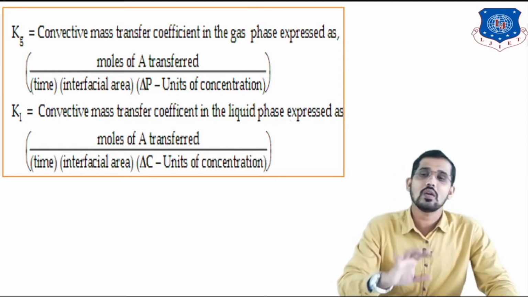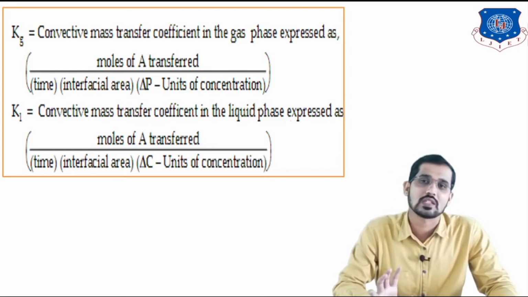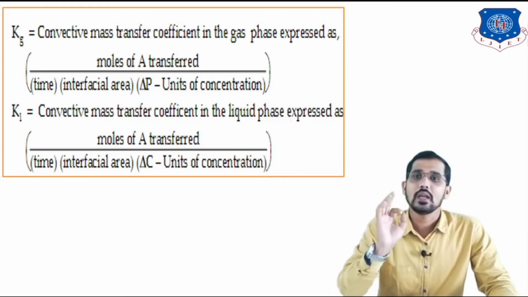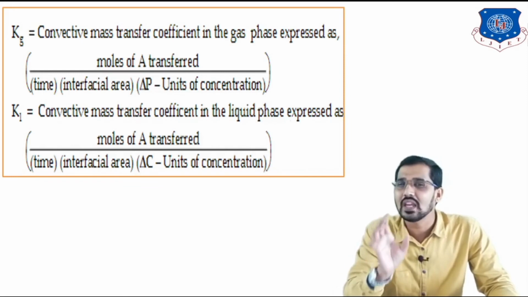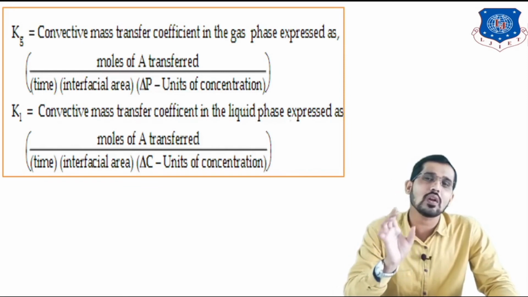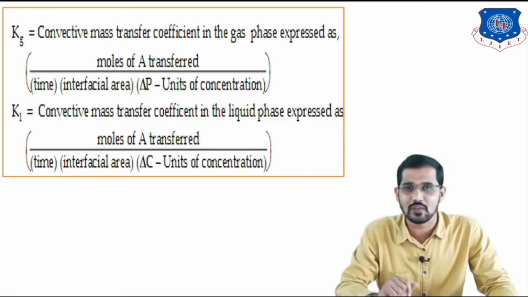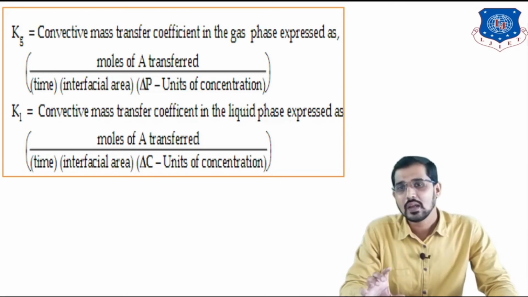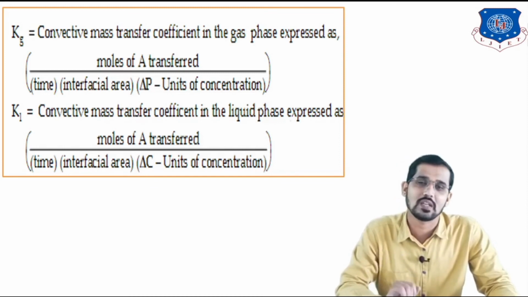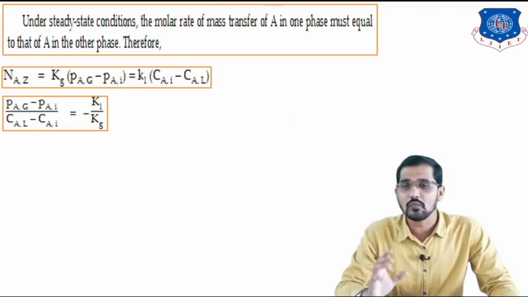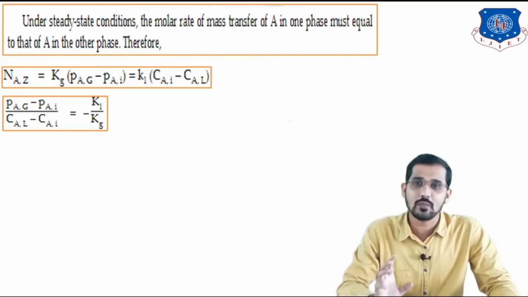So you should know all these relations to derive the relations for the overall mass transfer coefficient and the individual mass transfer coefficient. I am repeating, the individual or local mass transfer coefficients are small kg and small kl: small kg for the gaseous phase and small kl for the liquid phase. Similarly, capital KL and capital Kg are the overall mass transfer coefficients for the liquid phase and gaseous phase respectively. Now we are going to see the ratio of KL and Kg, that is, the ratio of the mass transfer coefficient of the liquid phase to the gaseous phase.